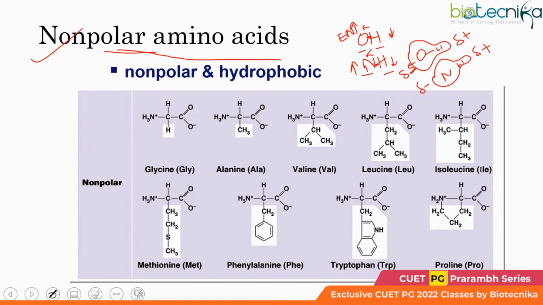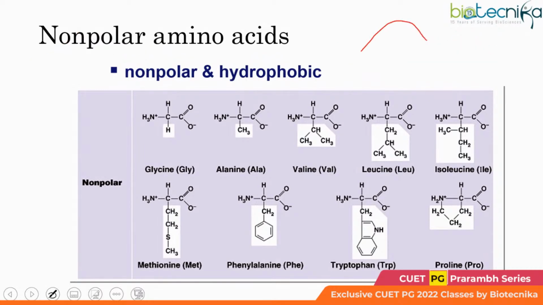If you take the water molecule, we know that it consists of oxygen joined with two hydrogens. Oxygen is more electronegative, so this side will be delta negative, and this side will be delta positive, meaning this end of the molecule will be delta positive.